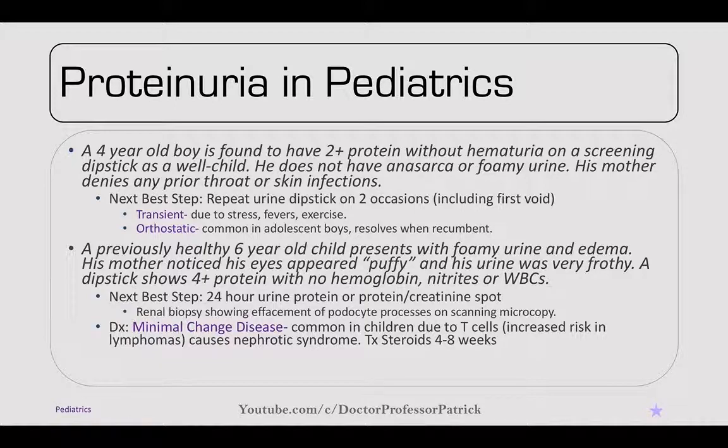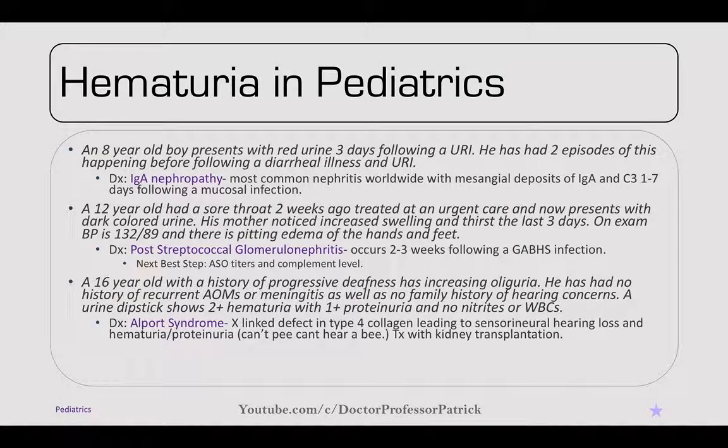It's common in kids. It's due to T-cell dysfunction. And there's an increased risk in elderly individuals who have this with lymphoma. And it can cause a nephrotic syndrome. You can treat with steroids for 4 to 6 weeks, and it commonly resolves.